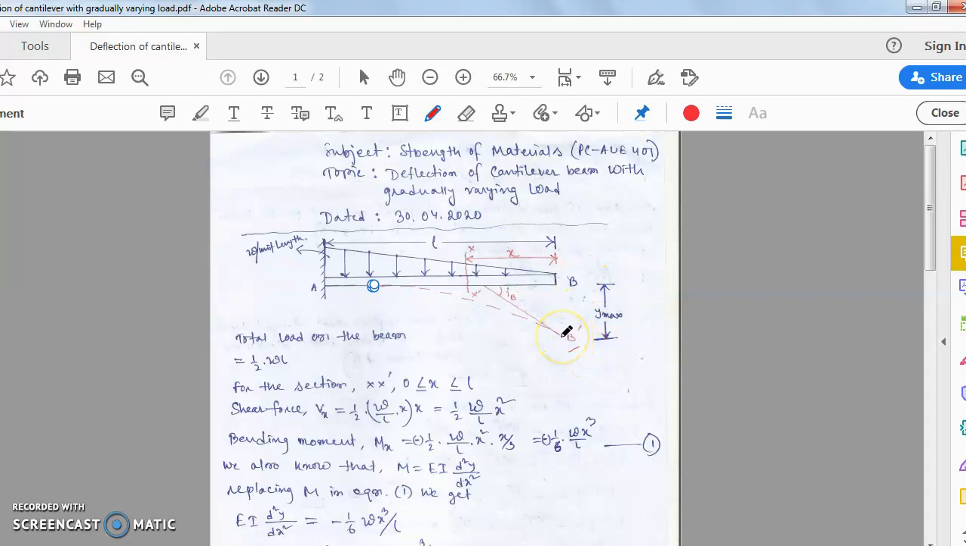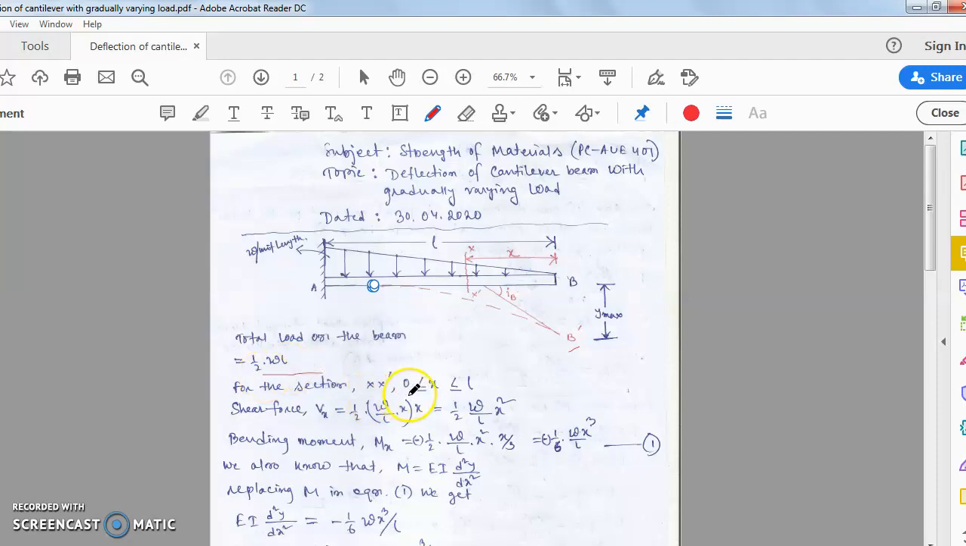From point B dash we draw a tangent to AB, and it makes an angle iB with AB. So iB is the slope at point B. The total load here is the triangle area, half base into height, which is half W L.